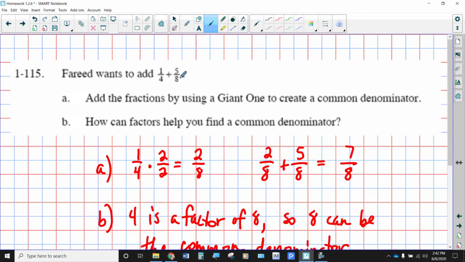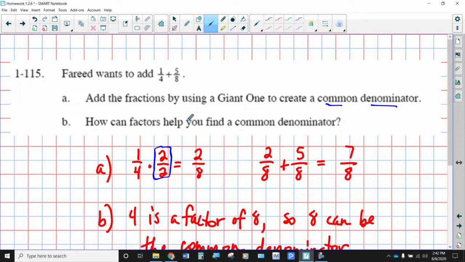Fareed wants to add these two fractions together. Add the fractions by using a giant 1 to create a common denominator. So our common denominator, I felt, should have been the least common denominator, which would be the 8. You could have chosen 16, you could have chosen 24, you could have chosen 32, but if we just keep it with 8 as the denominator, then we don't have to change the 5/8. We just leave it how it is. So 1/4 times 2 over 2 is 2/8. So now we add 2/8 to 5/8 to give us 7/8 for our answer.